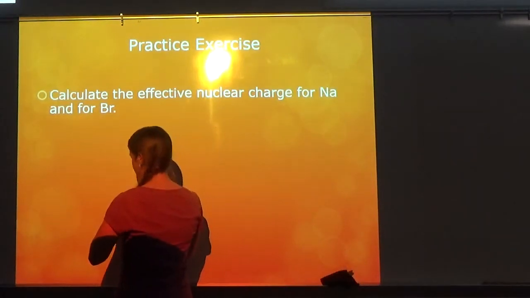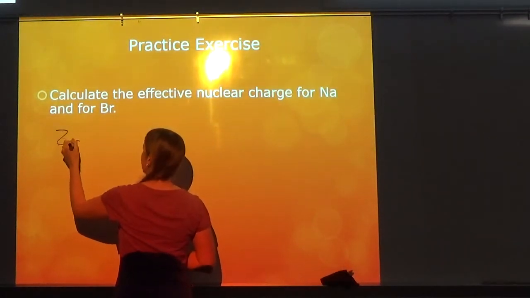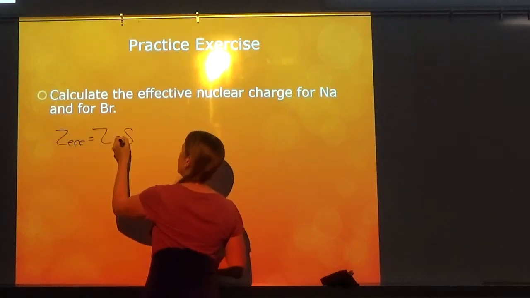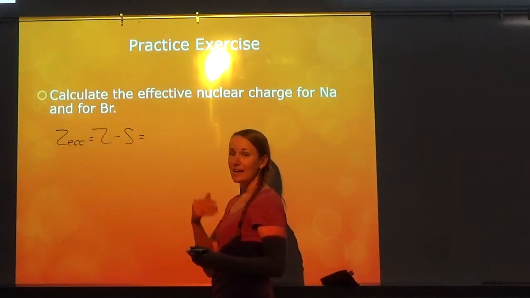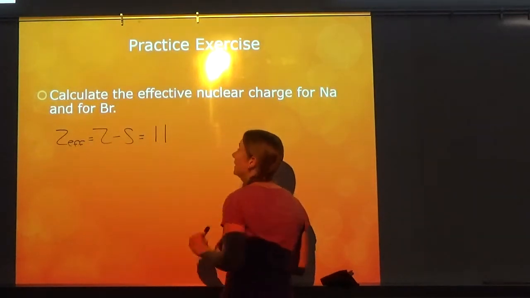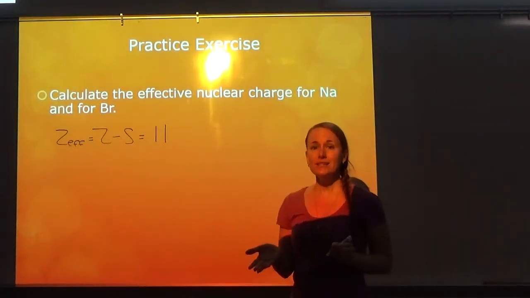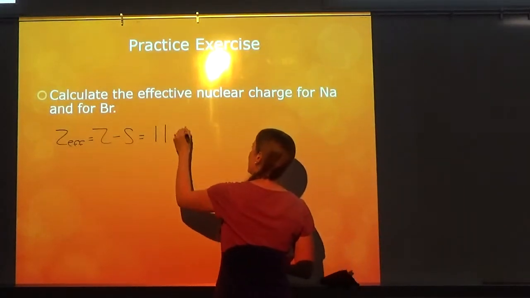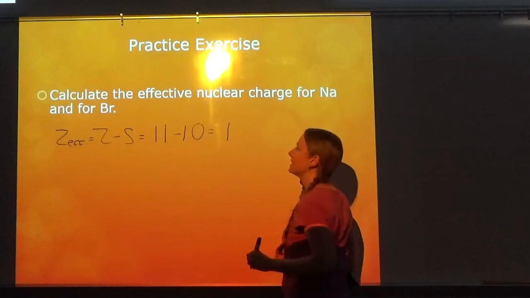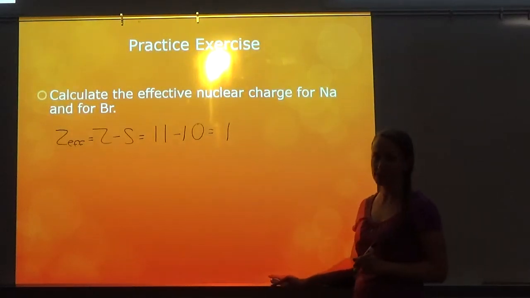So for Na, remember, Z effective is our actual nuclear charge minus our screening constant. Na has an atomic number of 11. It is in group 1, so 1 of those electrons is a valence electron. So the other 10 are core electrons, so it has a Z effective of 1.